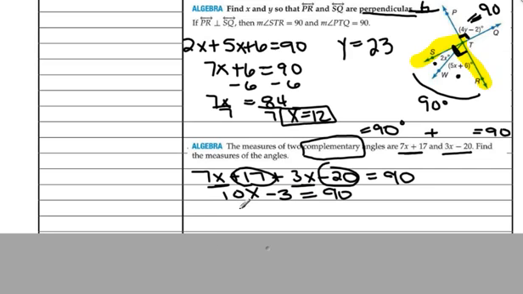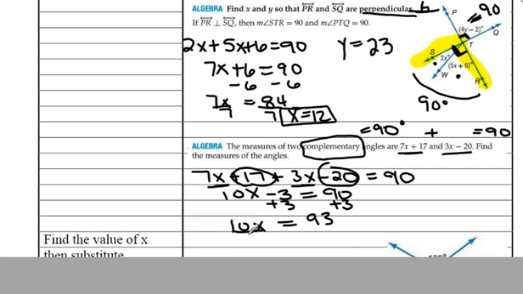Adding 3 to both sides, I get 10x is 93. And if I divide by 10 on both sides, I get x is 9.3. We don't want to stop there. It says find the measures of the angles.